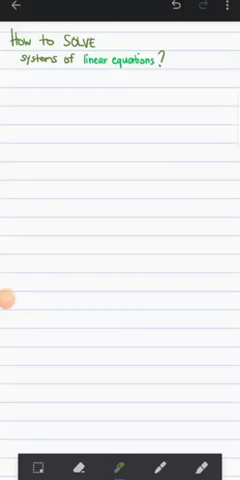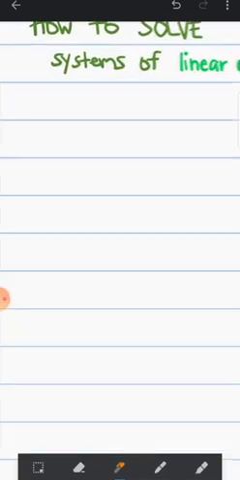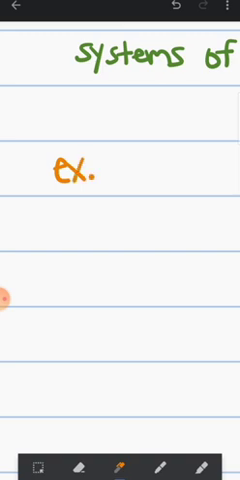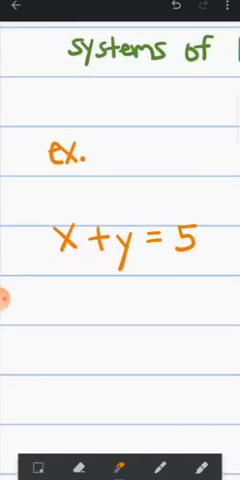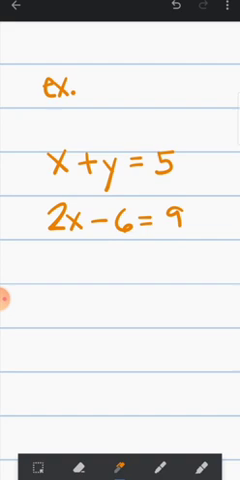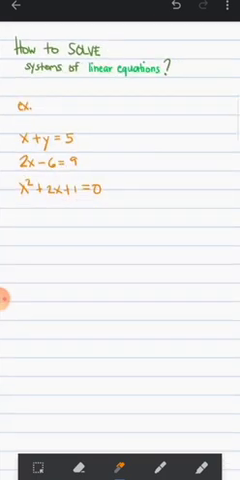So here's a video that will show you how to solve systems of linear equations. Before that, let's first talk about what is a linear equation and what is not. Here we have an example: x plus y is equal to 5, 2x minus 6 is equal to 9, and then x squared plus 2x plus 1 is equal to 0. Which among these are linear and not linear?